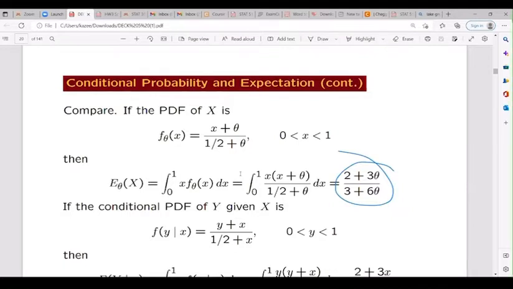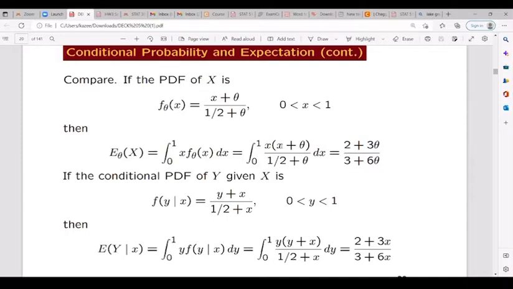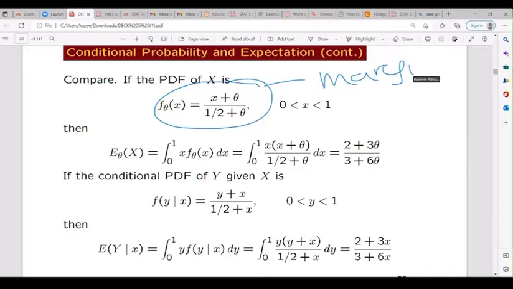After integration, you simplify. Now, what if we're talking about the conditional, the PDF of y given x? If this is the marginal, and I want to write the conditional version of y given x, what I'm just going to do is plug in. You're going to see that where we have x, it turns to y, and where you have theta, it turns to x.